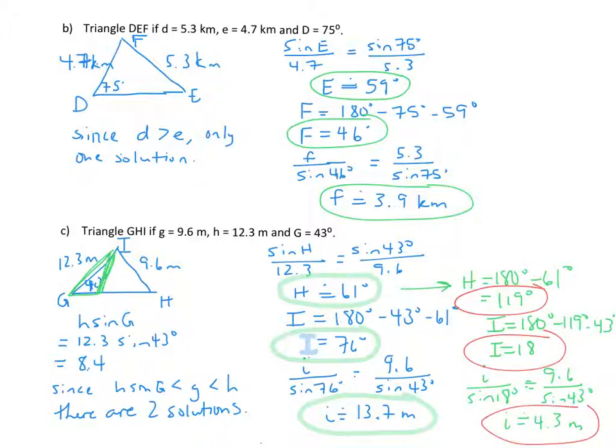And I'll just tidy that up by adding in the symbols. So there we are. And that's how you solve an ambiguous case of the sine law triangle.